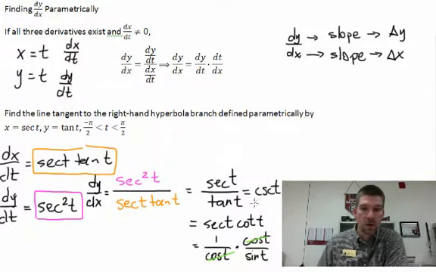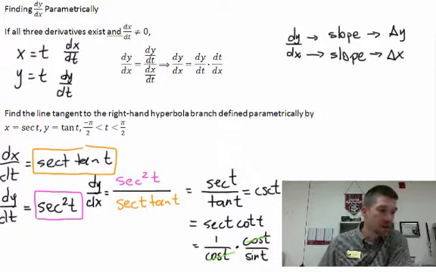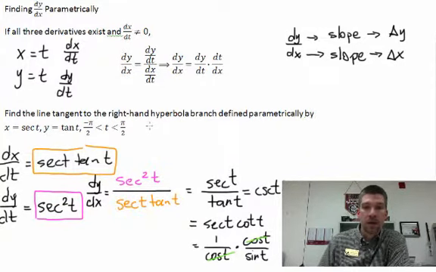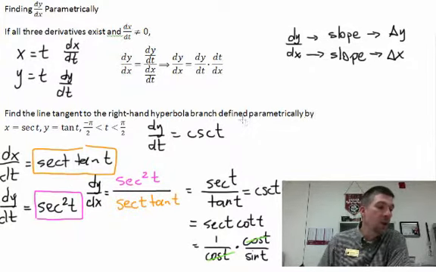That's my derivative. So, find the line tangent to the right-hand hyperbola branch defined parametrically by this. Well, my tangent slope is going to be cosecant t. So dy dx is equal to the cosecant of t. That allows me to find my slope at any point along this curve. Okay. Well, what about if we've got a point?